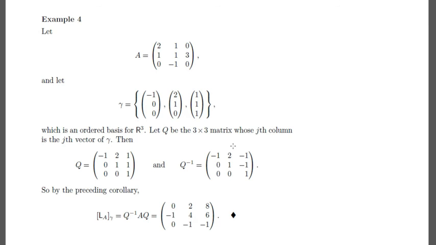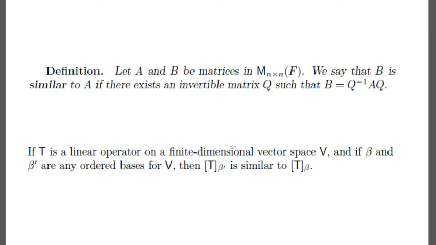Last definition: any two matrices A and B are similar if we can write B as Q inverse AQ, where Q is any invertible matrix. So if we have a linear operator T on a finite dimensional vector space V, and if beta and beta dash are any ordered bases for V, then T beta dash is similar to T beta, that is, the matrices of a linear transformation T with respect to any bases will be similar. So this matrix T beta will be similar to matrix T beta dash.